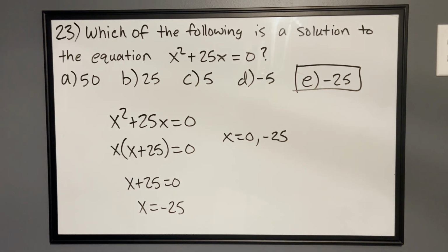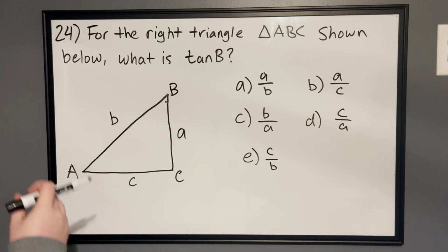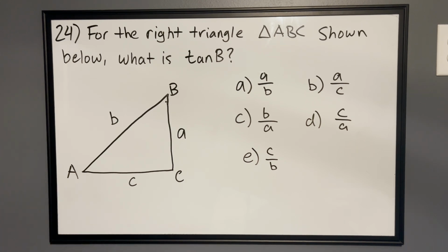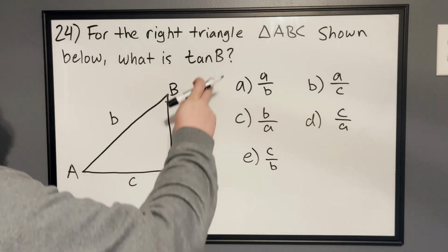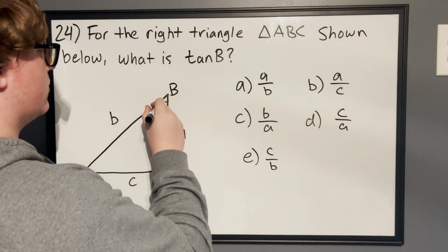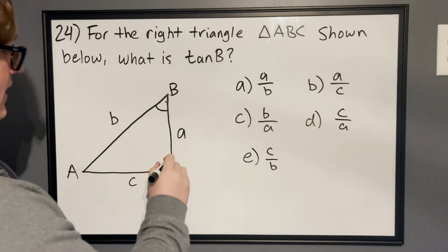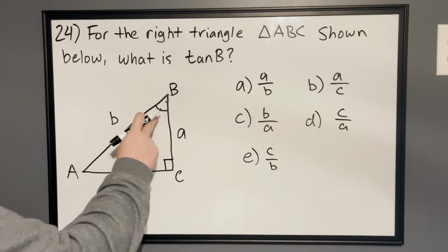Let's move on to question number 24. Okay, so here we have question number 24. It says, for the right triangle ABC shown below, what is tangent of B? So in this case, we have the triangle ABC, and we're asking for the tangent of an angle, and the angle is this big capital B. So we're looking for the tangent of that angle right there. And of course, this is a 90-degree angle.